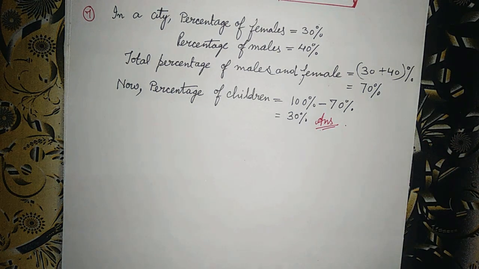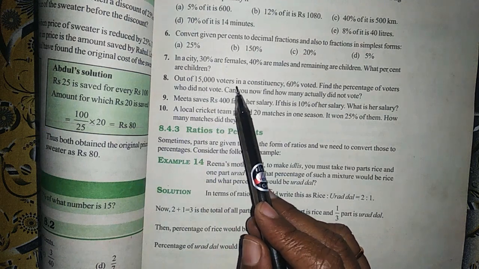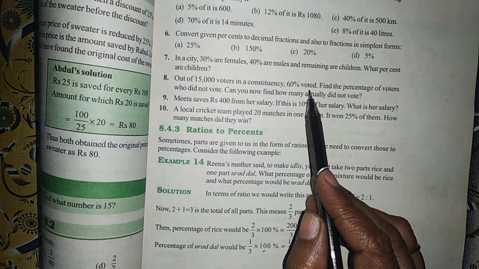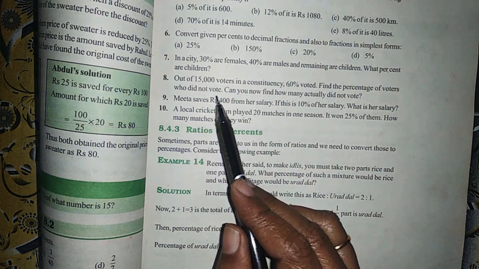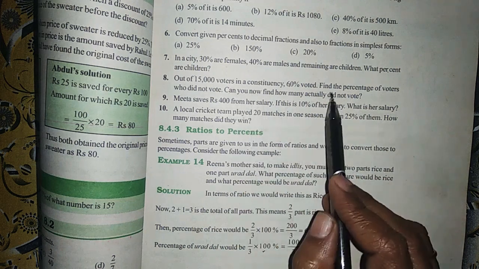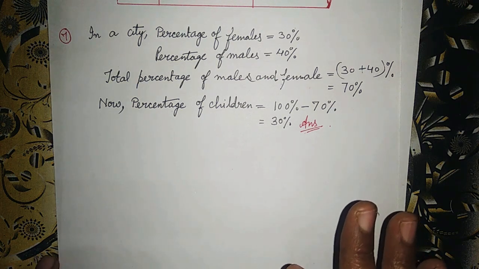After this students, I'll start question number 8. Now see the question number 8. Out of 15,000 voters in a constituency, 60% voted. Find the percentage of voters who did not vote. Can you find how many actually did not vote? Okay. Now see this question. For the percentage of voters who did not vote. First of all, we will write percentage of voters who voted.